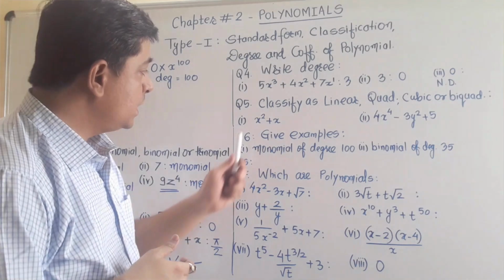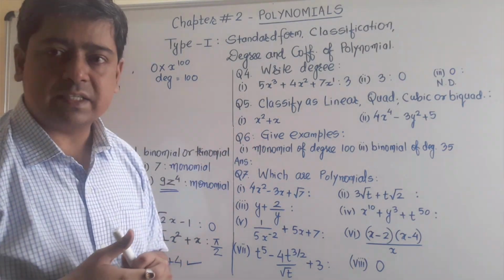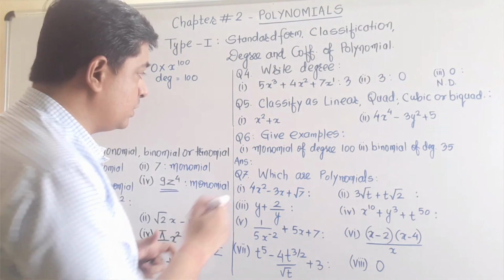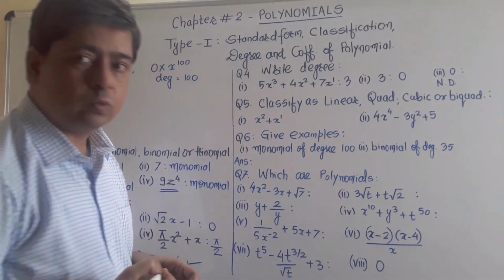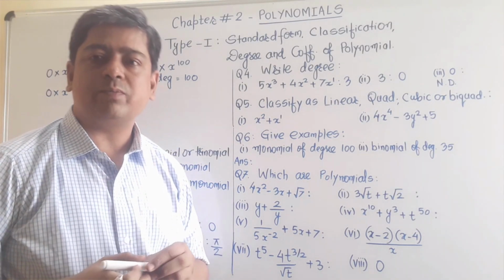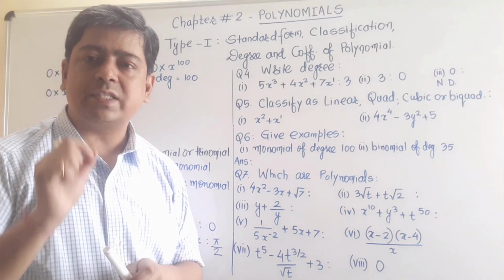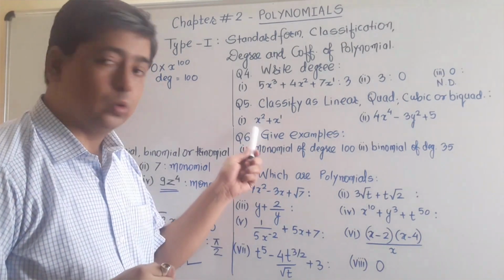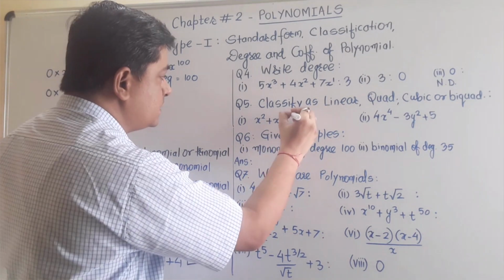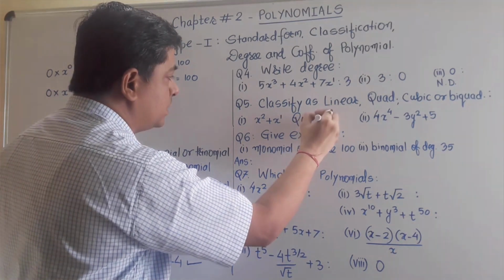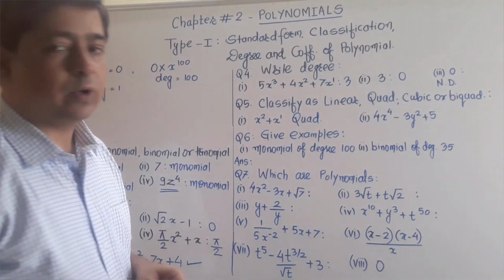Now observe: here the power of x is 2, the highest one. If you compare, here the power of x is 1. So what is the highest power of this variable? The highest power of this variable is 2. So I can say that the answer of this question will be quadratic. It is a quadratic polynomial.